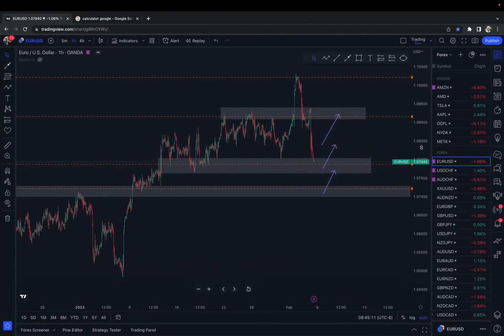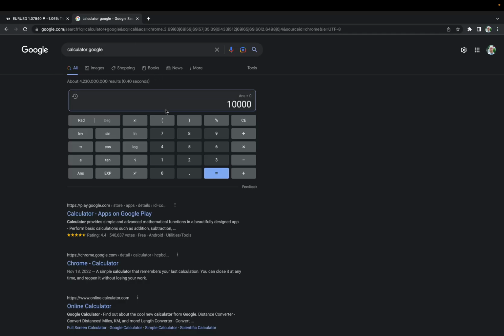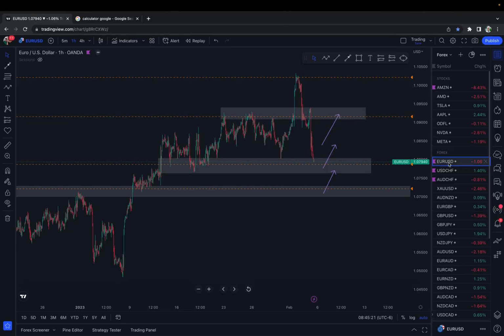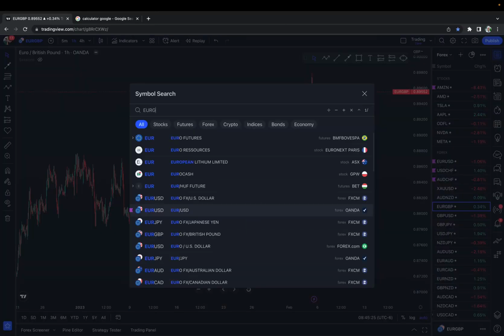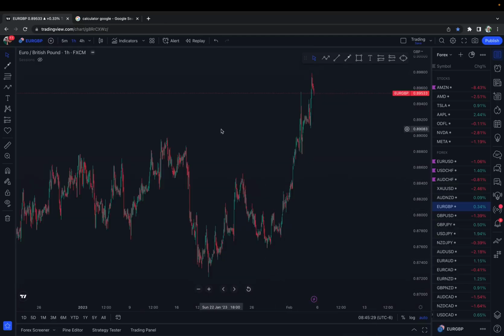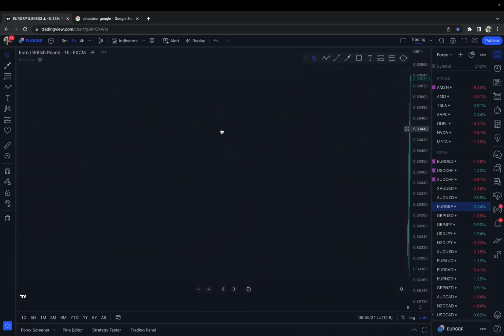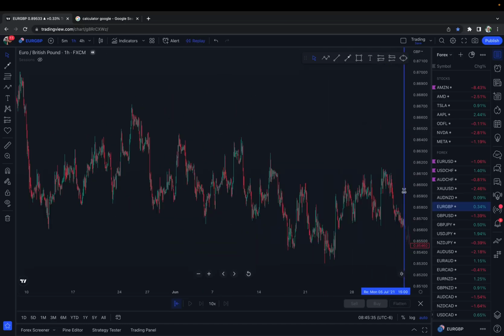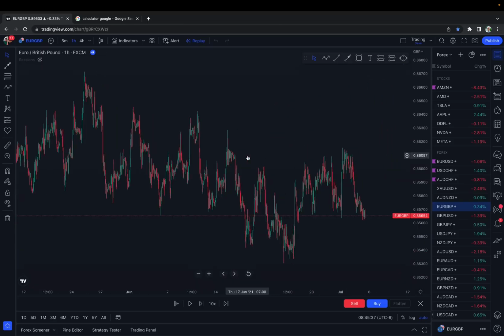Let's pick a random pair here. Let's type some random stuff here into the Google calculator. Then we'll hit enter, and then we'll use the last number. So 6. So let's do number 6. So 1, 2, 3, 4, 5, 6. So Euro GBP, and we will go to an FXCM chart. That way I don't mess up my layout here. And we'll just scroll somewhere random here back, and then we'll hit the replay button. Boom.